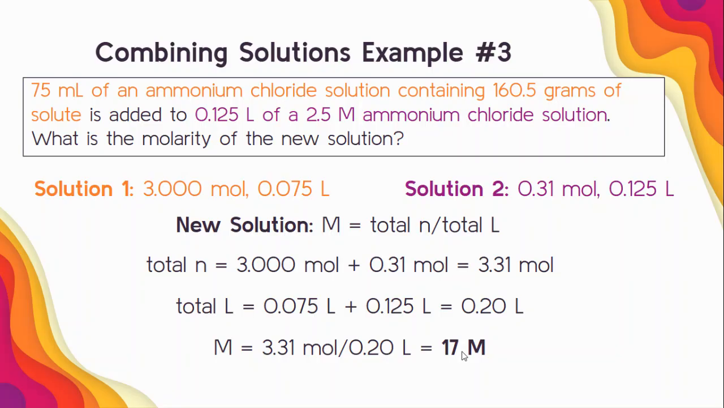However, we could actually calculate the molarity of solution 1 by doing the moles of solute divided by liters of solution. If you do that, it does come out to be 40 molar. So it would make sense that our answer should be somewhere between 2.5 and 40, which 17 is. And that is it for the solutions unit.